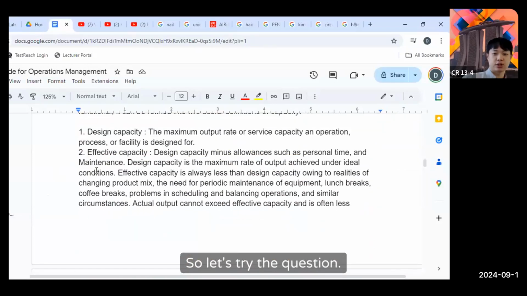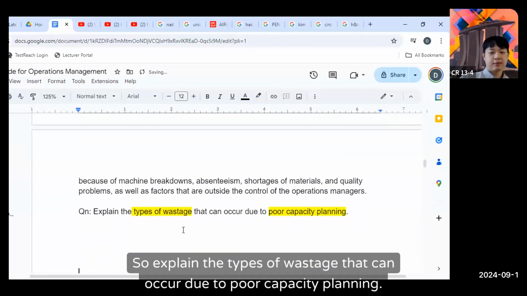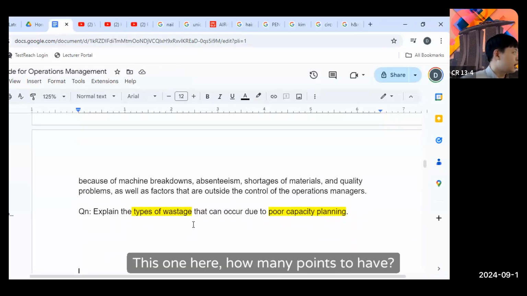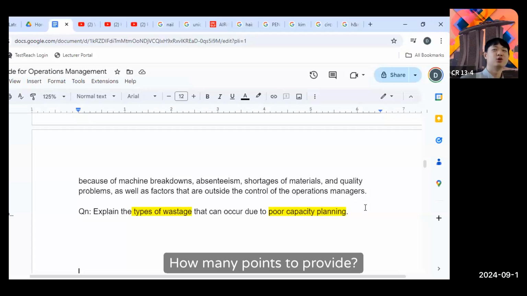So let's try a question, so you get some rest from the content. Explain the types of wastage that can occur due to poor capacity planning. This is a short answer question. How many points should you provide? Suddenly, no response really.